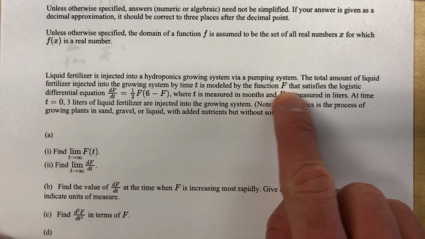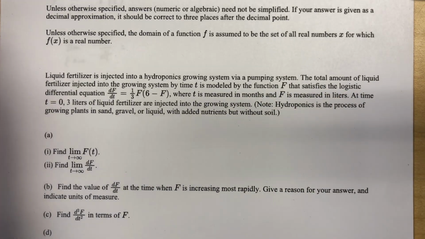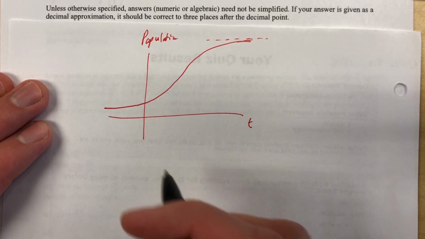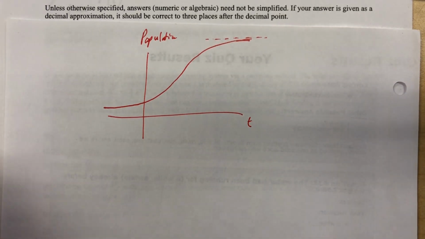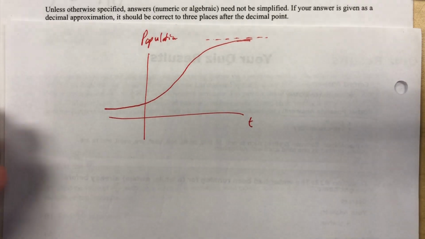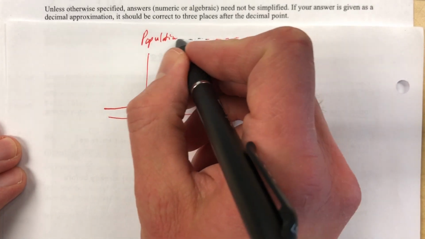Okay, there's some function f that satisfies the logistic. Stop right there. Here's logistic. I just drew a graph, offhandedly, very quickly, a few minutes ago, and this is what it looks like. You can't sustain exponential growth forever. It has to level off. And so this will be your carrying capacity right here, whatever this population is.